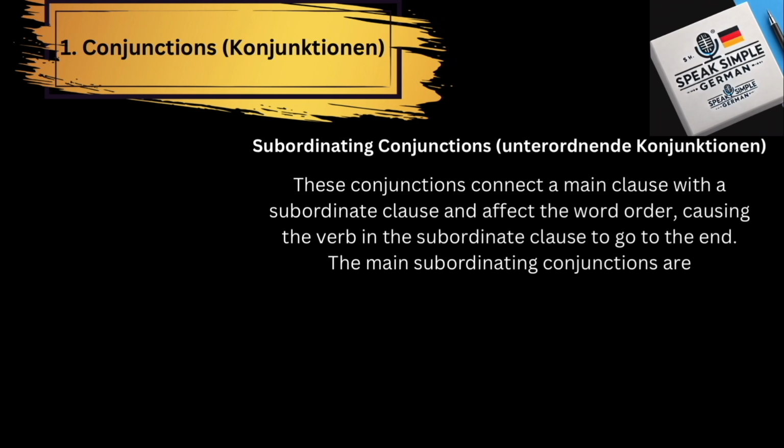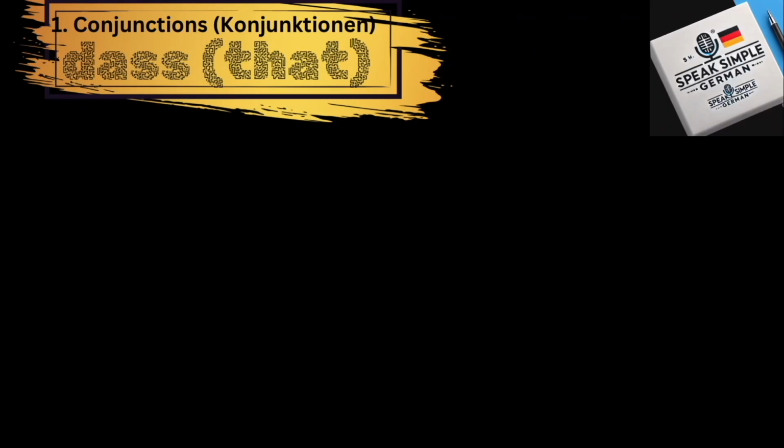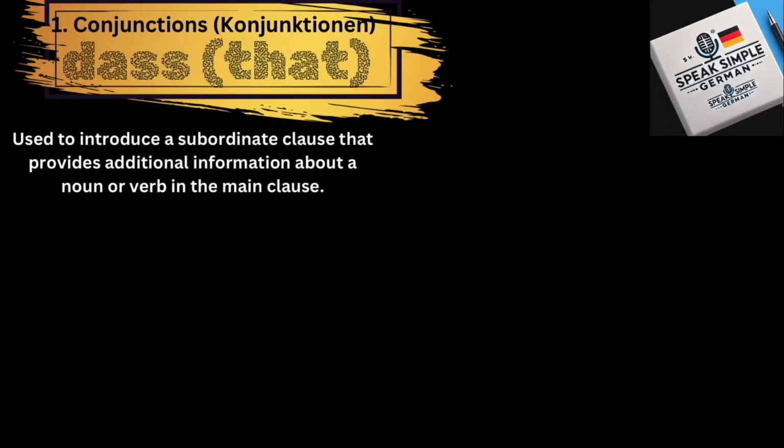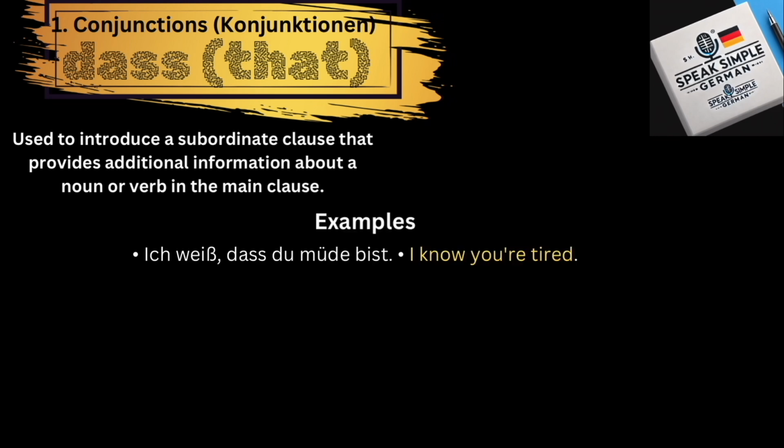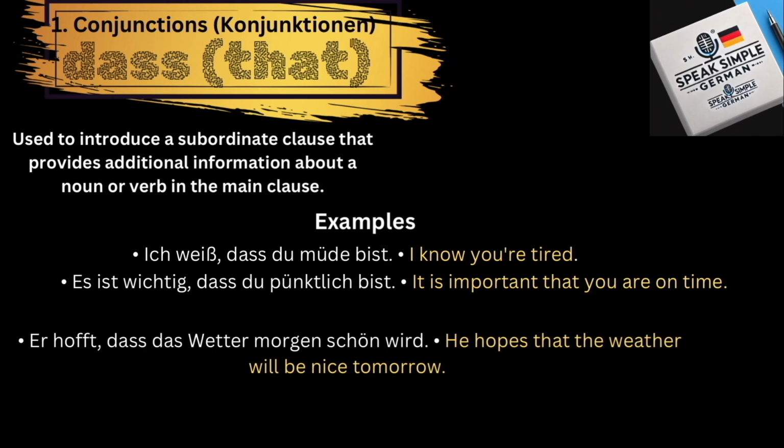The main subordinating conjunctions are dass, weil, wenn, obwohl, als. Dass, meaning "that", is used to introduce a subordinate clause that provides additional information about a noun or verb in the main clause. Examples. Ich weiß, dass du müde bist. Es ist wichtig, dass du pünktlich bist. Er hofft, dass das Wetter morgen schön wird.